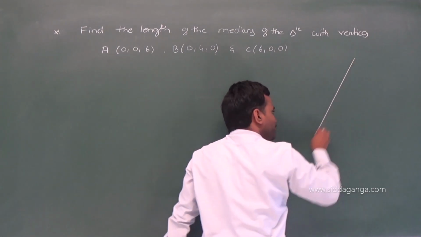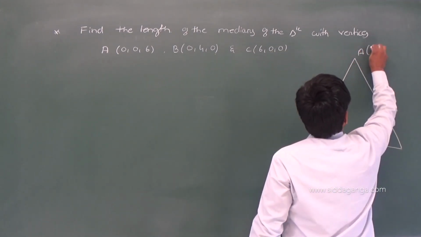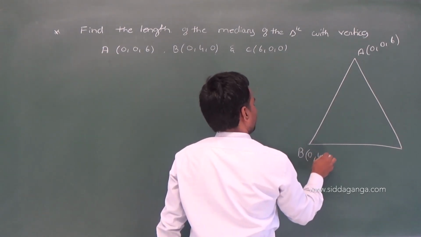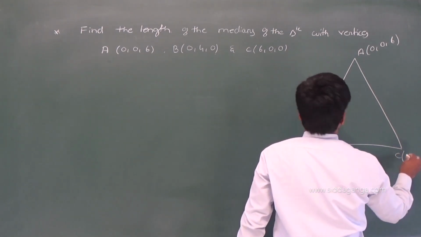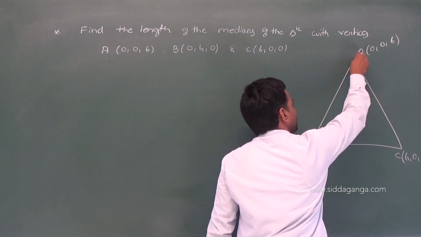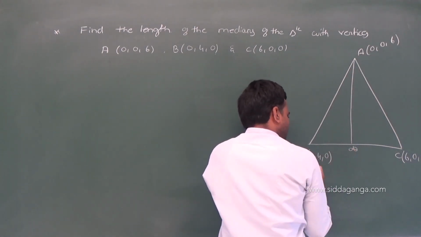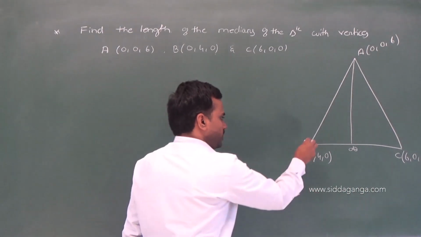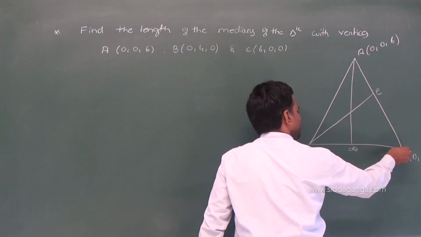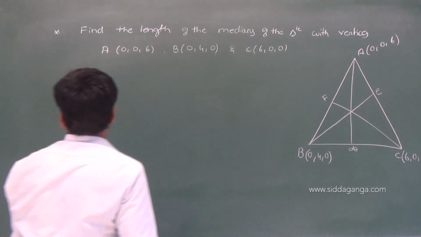So we draw the triangle here. Given A vertex (0, 0, 6), B (0, 4, 0), C (6, 0, 0). What we do here? We have to find out the length of the median. First, we find the length of the median through the vertex A, AD. Median means the point D lies exactly at the midpoint of BC. Second, through the vertex B, BE, where E lies exactly at the midpoint of AC. Similarly through C, F lies exactly at the midpoint of AB. Okay, first, number 1.